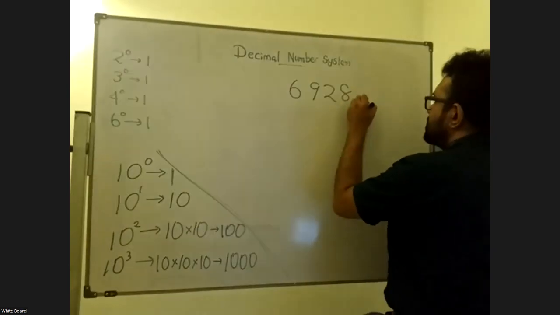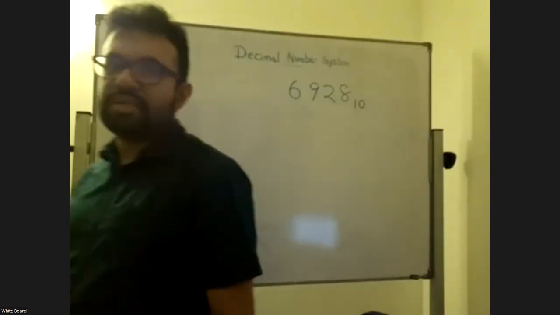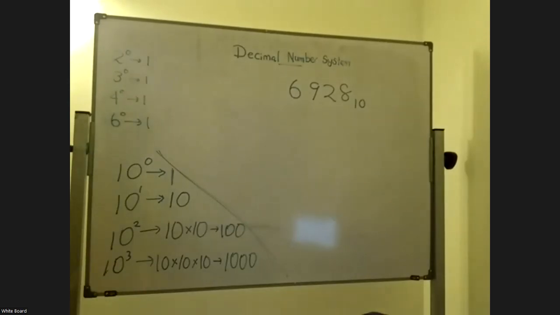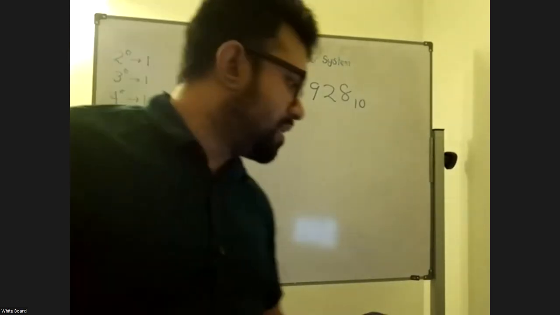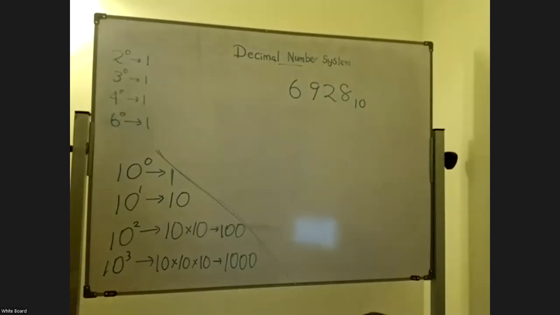Now expand this as I demonstrated. It's 6,928 is the number. You are required to do this now. 6,928.